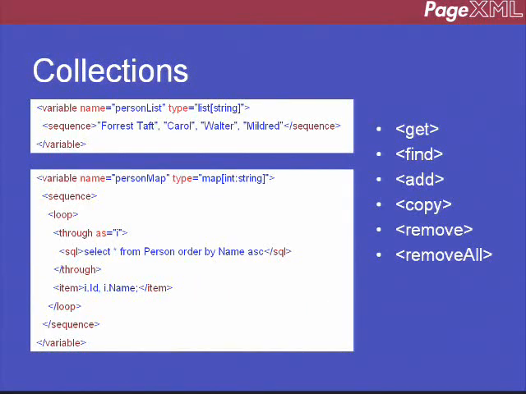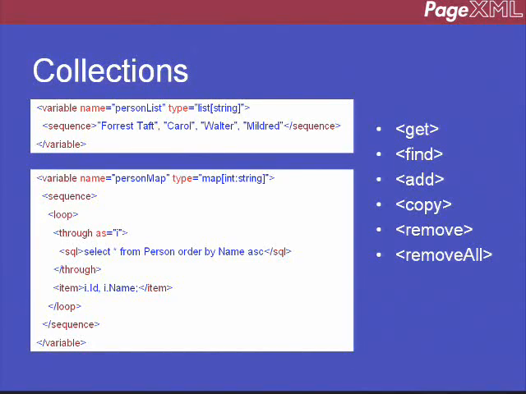Okay, so PageXML also has some collections and some simple operators that you have in any programming language. You can create the collections and put things in them. You've got get, find, add, copy, remove, all. They're all pretty simple things that you've all seen before. In this example you can see it's just a list, a series of comma separated strings. It's a list of strings, and then here we've got a map variable which is int string, and you can see how it's created dynamically.